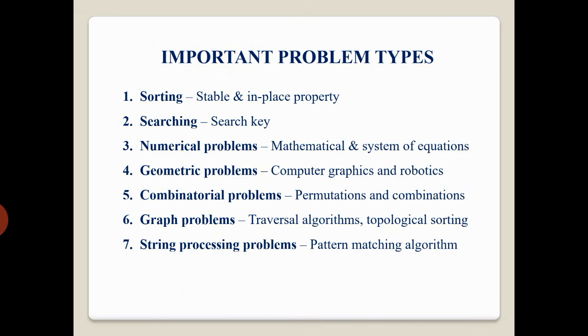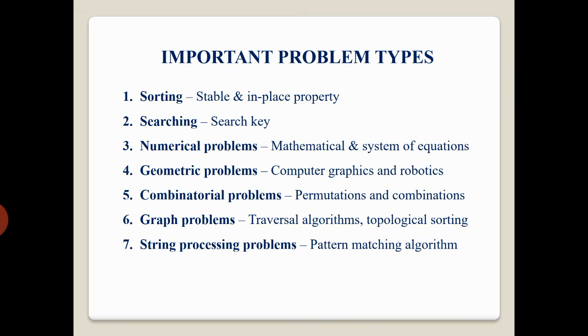It is the process of finding out the desired element from a given list. The element to be searched is called a search key. The third type is numerical problems. They are based on mathematical equations, systems of equations and evaluating functions. This type of problems are solved by approximation algorithms only.